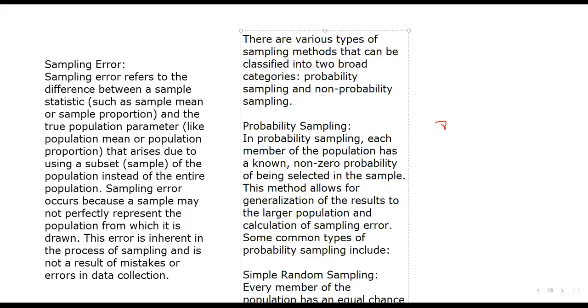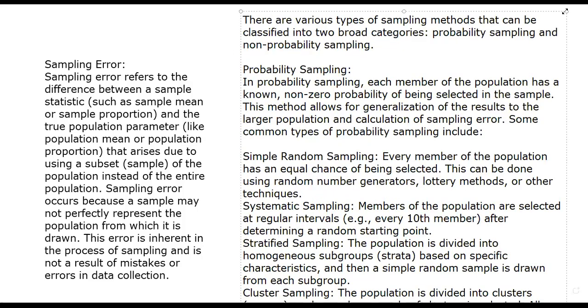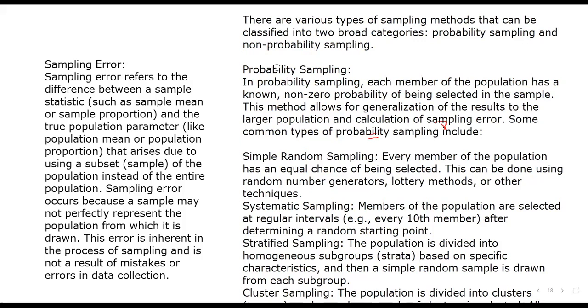So we have two types of sampling. What we call probability sampling: in this type of sampling, each member has a known probability. So we have simple random sampling, where each member has an equal chance of being selected. Systematic sampling, where members are selected at regular intervals, like every 10th, every 9th.